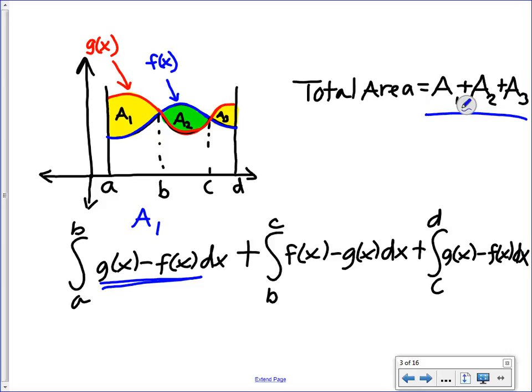But then from B to C, that switches. So now f of x is your upper minus g of x, which is the lower. And then from C to D, it switches again. So g of x is now the upper function minus f of x, which is your lower function. Okay, and then you would just evaluate each definite integral and add up your area.